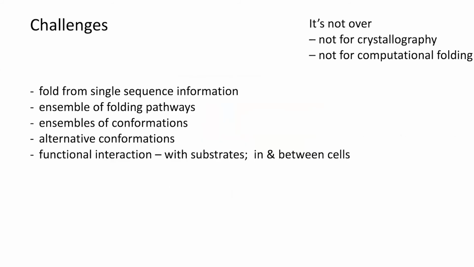So some of the challenges for the computational part are folding from single sequence information. Everybody's using multiple sequence alignment, like I showed, or to actually calculate or follow the ensemble of folding pathways. Is that important? Well, it might be important, especially for the importance of remote interactions in the final structure that might actually play a role in the folding pathway.